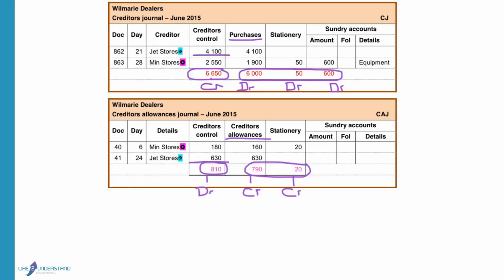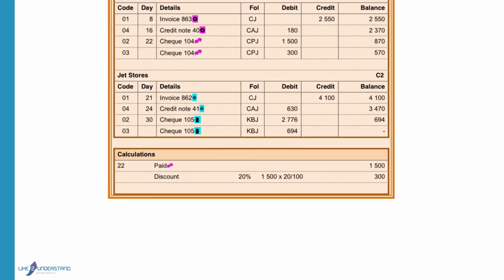630 Rand. If we deduct the two amounts from each other, we determine how much we still owe them, and on that outstanding amount, we will work out the discount and the amount that must be paid. In Jet Stores, you can also look up the amount that we owe in his personal account instead of doing it in the journals. After we recorded the purchases and the credit note, the outstanding amount is 3,470.